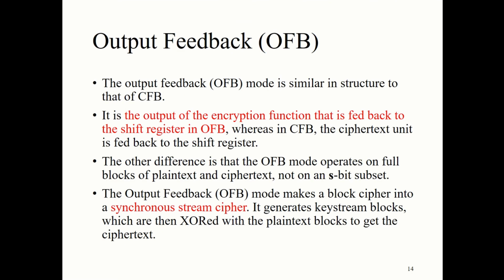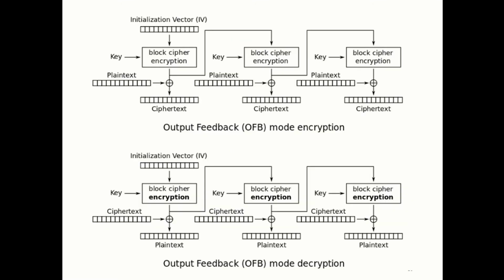Now, we have another one, it's called OFB, the output feedback. The OFB is similar to the CFB. They're all similar to each other. You can see the diagram here. We have the initialization vector, which goes into the encryption, and we have the key, and we have the XOR.